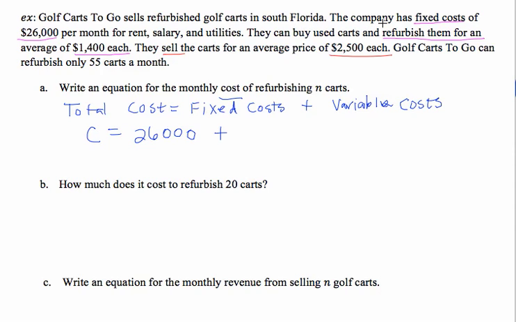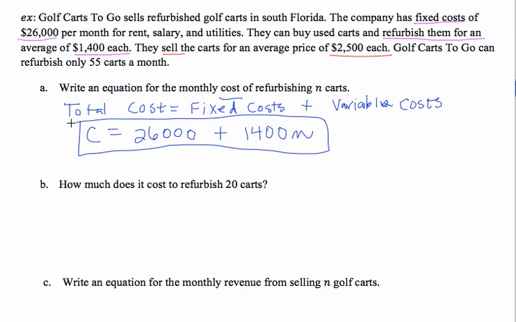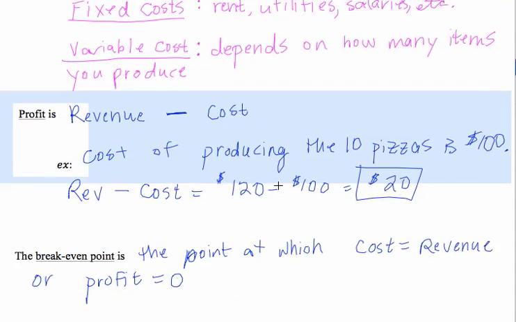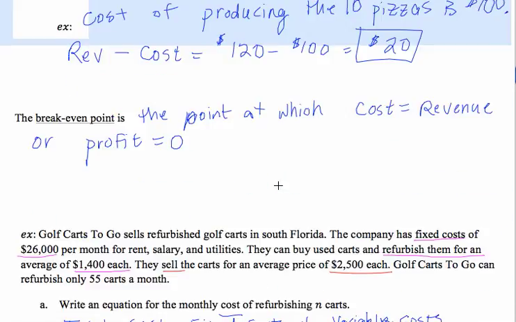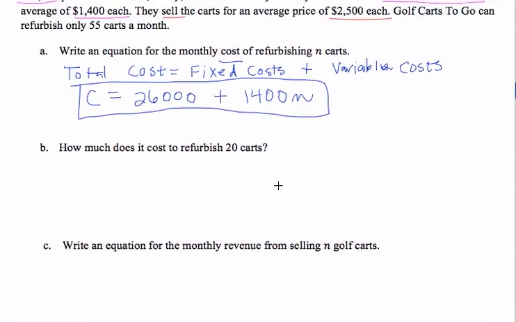So they can buy and refurbish them for $1,400 each. So if I have N carts, N could be 10, it could be 1, whatever N is, and it costs $1,400 for each of those N carts, then the price of buying and refurbishing N carts is the product, 1,400 times N. Okay, so that is the equation. Now you should get in the habit of boxing your answers. I don't think I did that on the previous ones. I did a little bit, because they're pretty straightforward, but do get in the habit of boxing your answers.